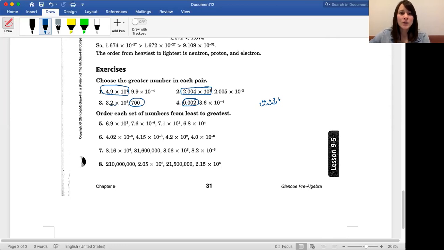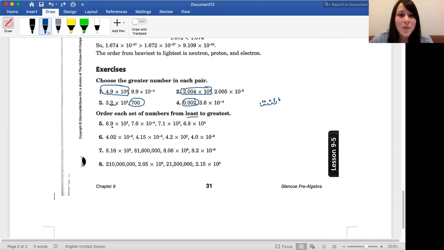Okay, so now what you need to do here for 5, 6, 7, and 8 is order these numbers from least to greatest. Make sure it's consistent, that it's least to greatest. And I'd like you to put a less than sign in between each number to show this one's smallest and then this one's bigger, smallest, bigger, smaller, bigger, right? To show the progression there.